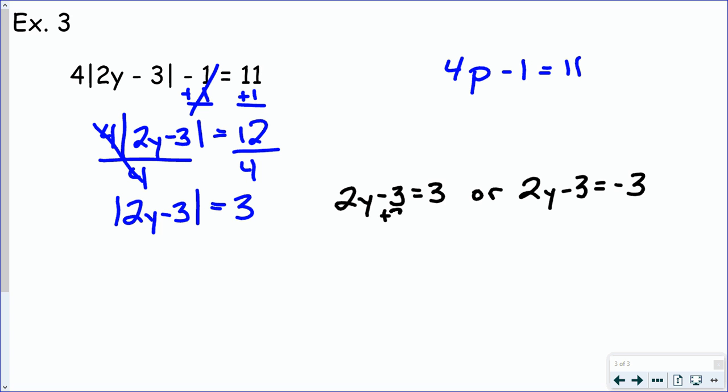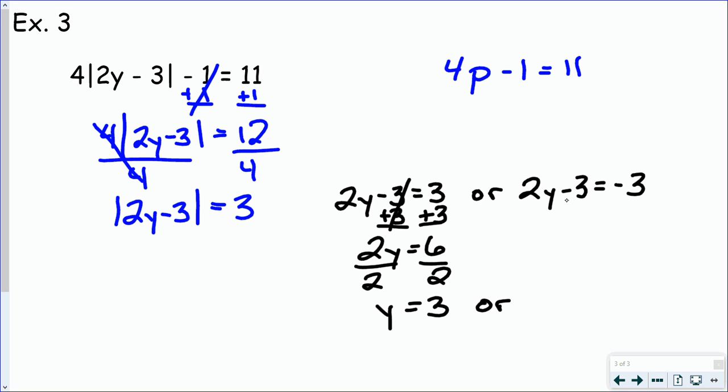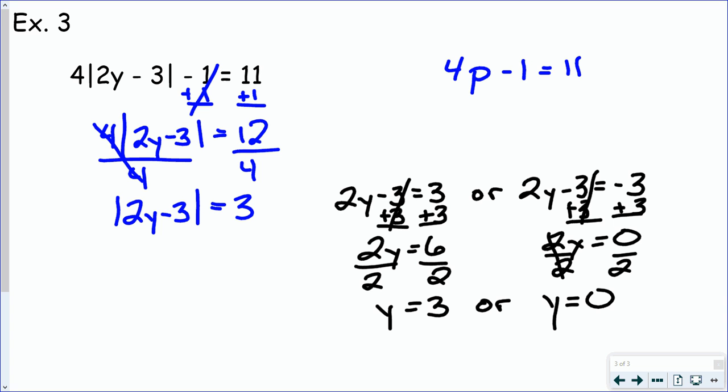And now I'm going to solve these. Plus 3, plus 3. 2y equals 6, divide by 2. So my first solution is y equals 3. Same steps over here: add 3. 2y equals 0, since negative 3 plus 3 is 0. Divide by 2, and y equals 0. So y is equal to 3 or y is equal to 0. All right, so that's all there is to it.